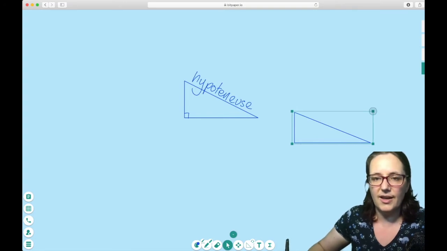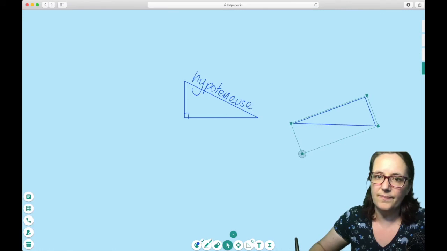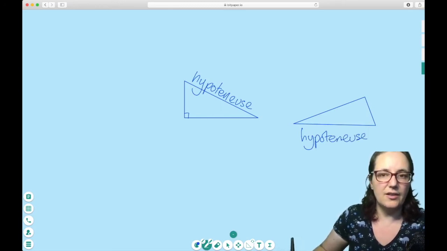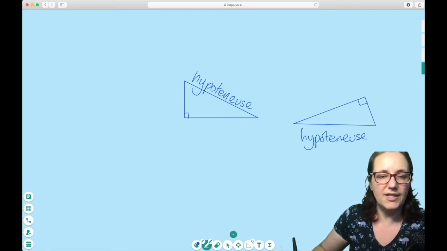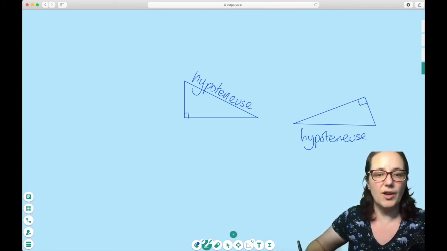So if I get this and turn it, the hypotenuse is down at the bottom. So the hypotenuse is the name of the side that is the longest side in a right angle triangle. In fact, it's the only side that does not touch that 90-degree angle. So there's a good way of remembering which one it is.